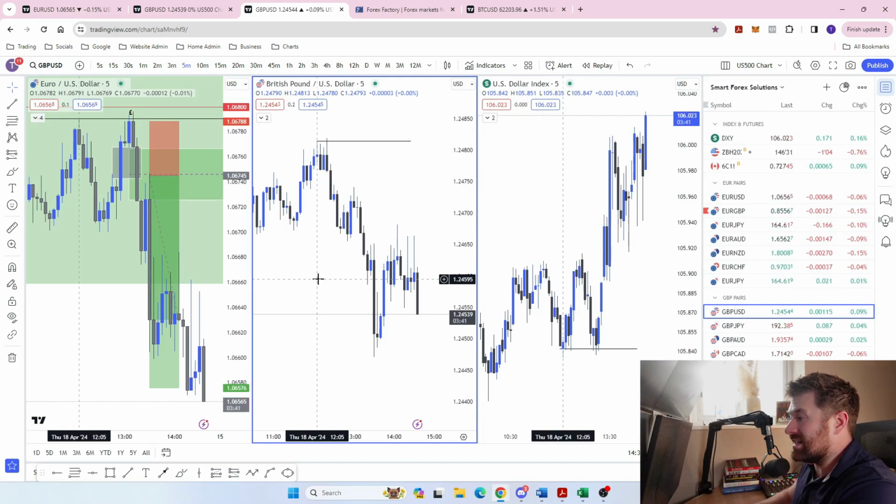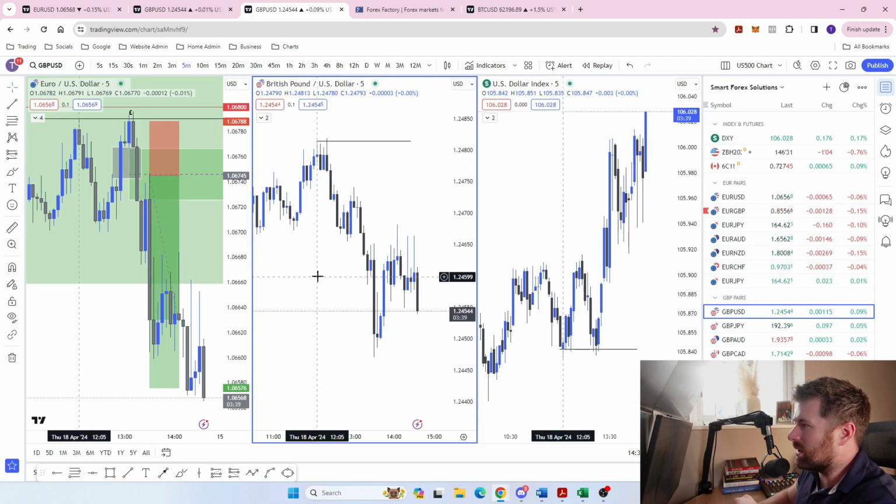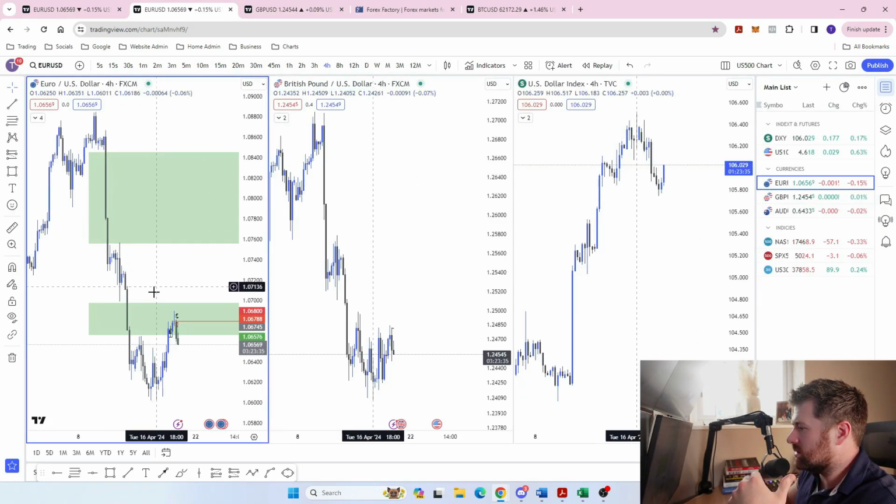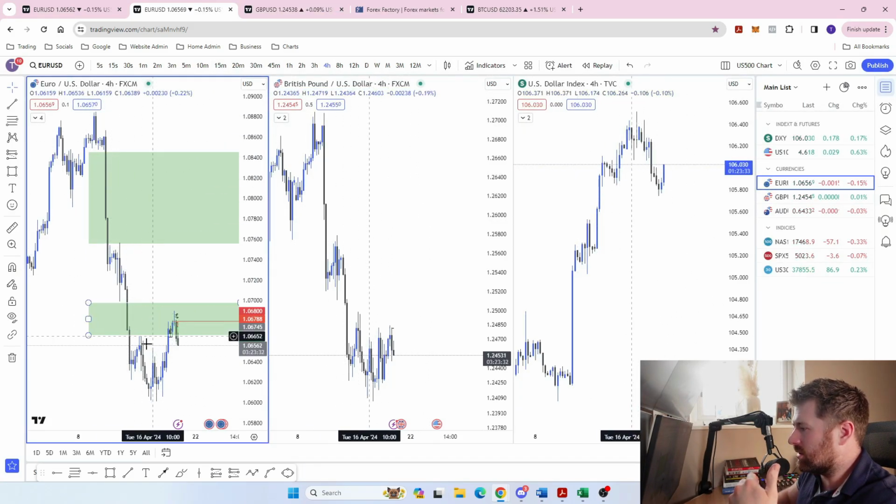But we can go even deeper than this. Okay, we can go even deeper than this. If we look at price action from a higher time frame, 4-hour time frame, we can see this area here is your imbalance.